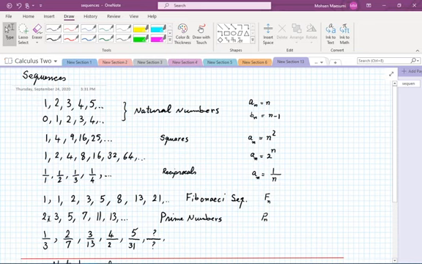Another fascinating sequence is sequence of prime numbers. These are the numbers that have exactly two divisors. So if you want to break them apart, it's 1 times another number, which is just this number itself.